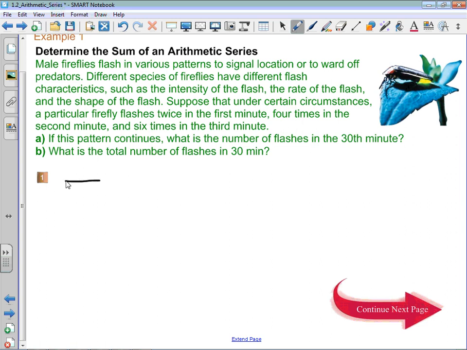And I want to write that out, that if we look at the first minute, the firefly flashes twice. The second minute, the firefly flashes 4 times. The third minute, it's 6 times. And then what's going to happen? I'm going to distinguish these terms with a comma. That's going to continue until the 30th minute that firefly is flashing some amount. And that's A. It says, if this pattern continues, what is the number of flashes in the 30th minute?